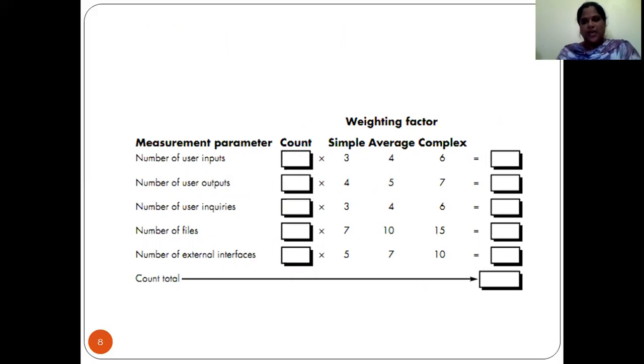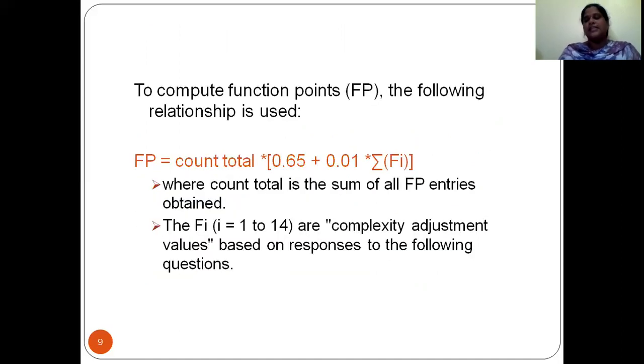So according to that, you should write the count. And here it may be simple, average, or complex. These are the weighing factors, depending on the parameters you are taking. So finally, whatever result you are getting will be in table format. That is about function oriented metrics.